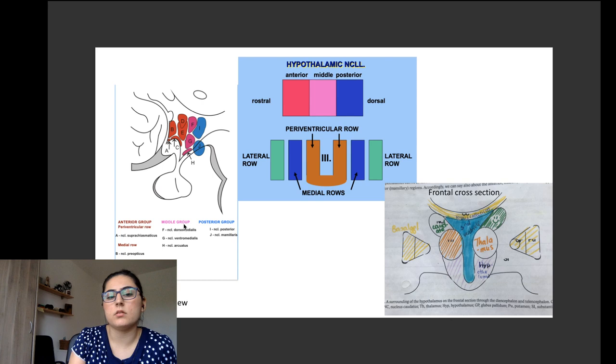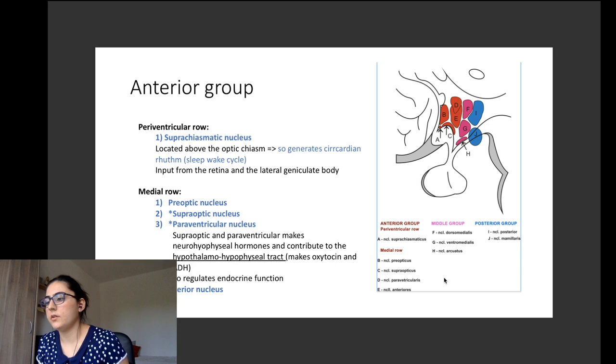If I look at this view, the frontal cross-section, I'm going to have the third ventricle here, and then my hypothalamus here, right? Which makes the border of my third ventricle. And the hypothalamus is then divided into periventricular. Peri means around. Ventricular meaning third ventricle. And then the medial row and the lateral row. So three rows, which will be 1, 2, 3. Now we're going to have to talk about each group of nuclei and their function.